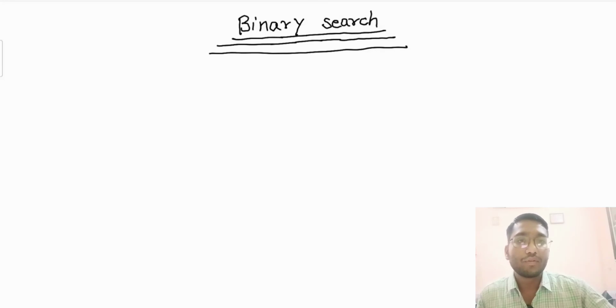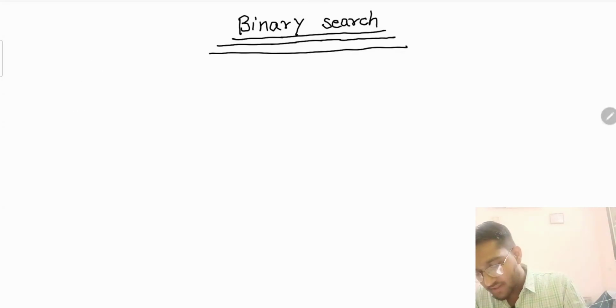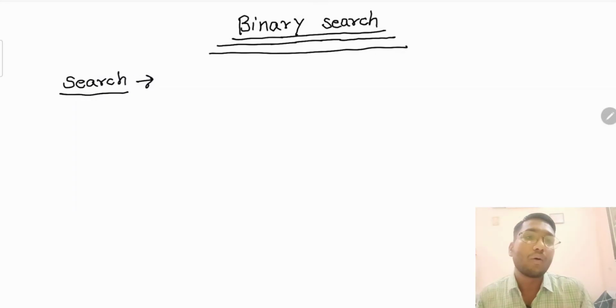Today we are going to start a different chapter called binary search. Binary search is the most optimized searching algorithm that we are going to study in data structures and algorithms. First of all, we need to understand what searching is. Search means to find a particular element in a particular array or string or even any data structure.